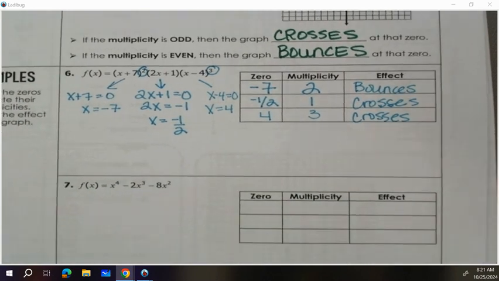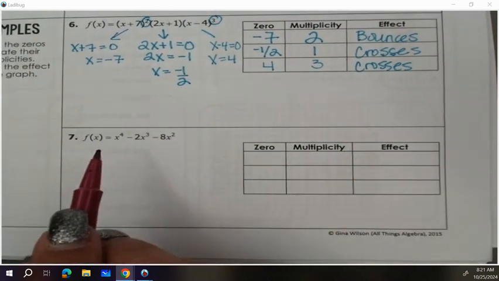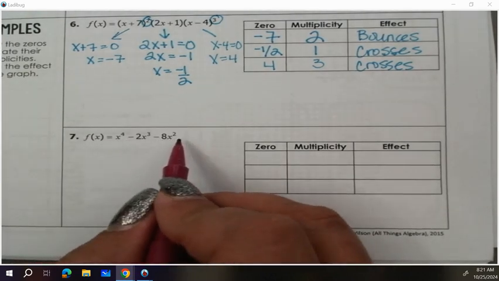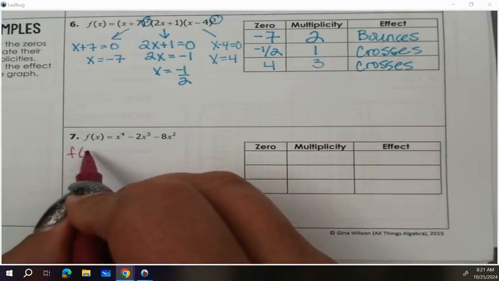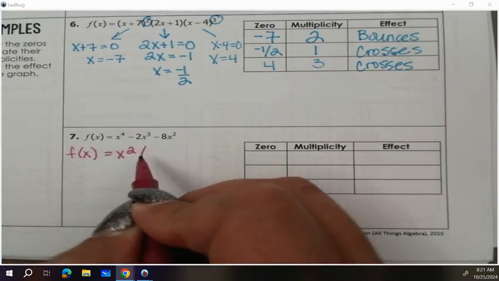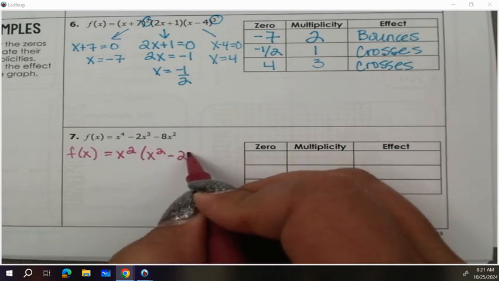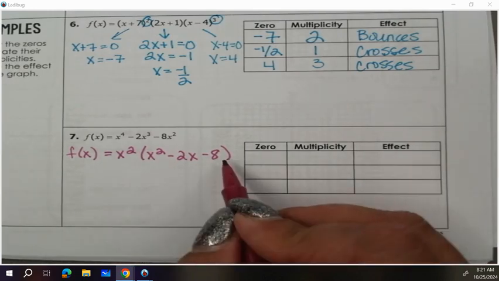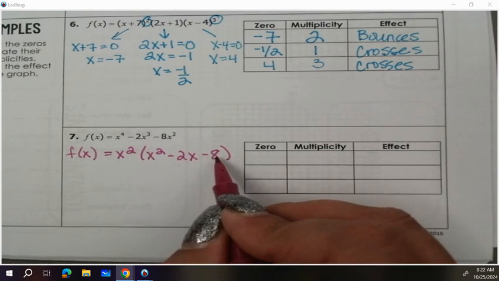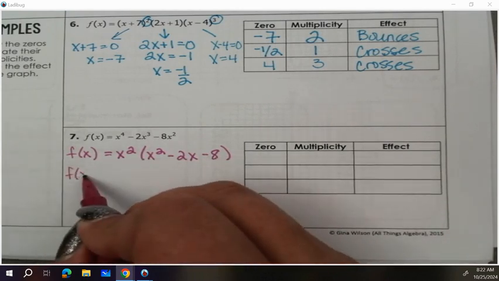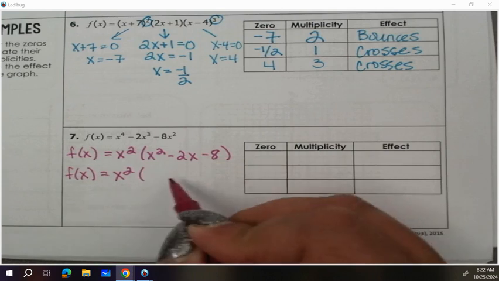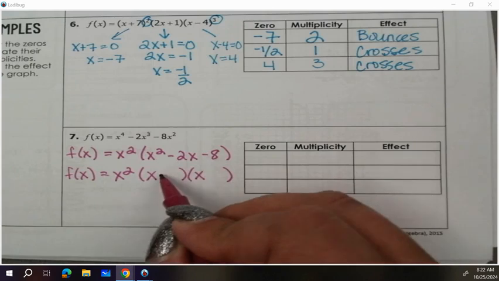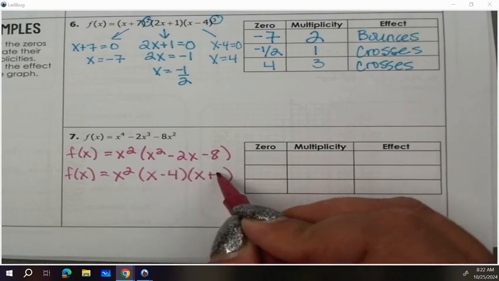All right, this one is not factored for me. I'm going to have to factor it first. No problem. Take out a GCF, which I see is going to be x squared, leaving me x squared minus 2x minus 8. I'm going to check my leftover trinomial. It's not a perfect square, but I can check for a shortcut. Two numbers that multiply to negative 8 and add to negative 2. That's definitely negative 4 and positive 2.